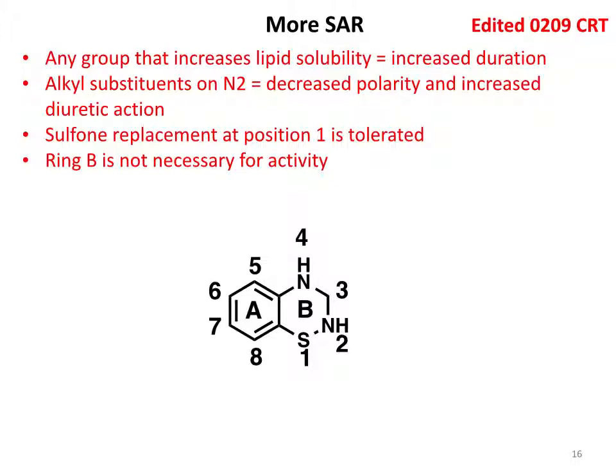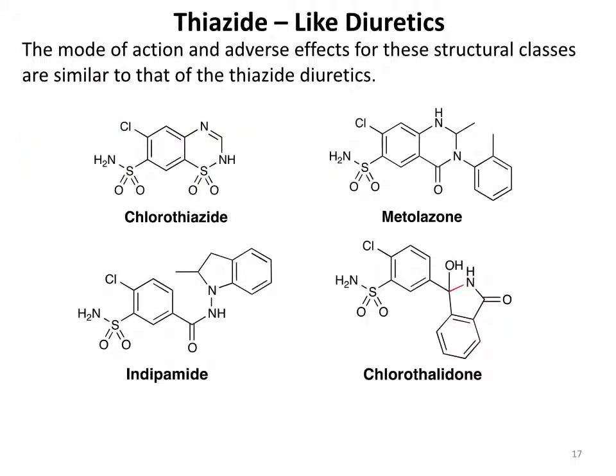We can see that in these thiazide-like diuretics. So here's chlorothiazide. We have our required sulfonamide here and our required electron withdrawing group, which is present in all these molecules. Similarly, metolazone has no sulfone here, and in fact has a carbonyl group, which still has activity. So we have a ring system of A and B, but we have replaced the sulfone, and it still has activity. Here we've broken open the B ring and replaced the sulfone for indapamide, also active. And then the same thing with chlorothalidone.